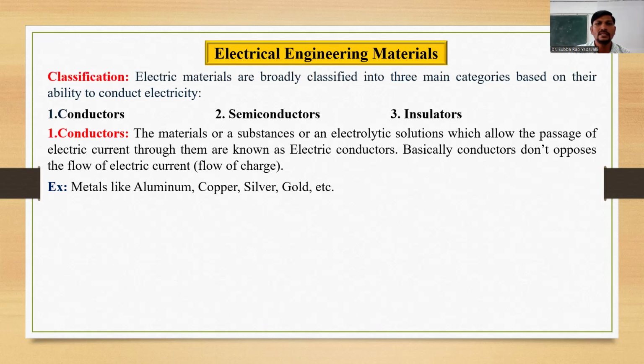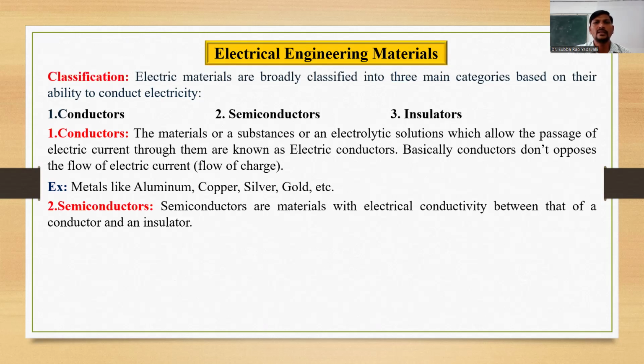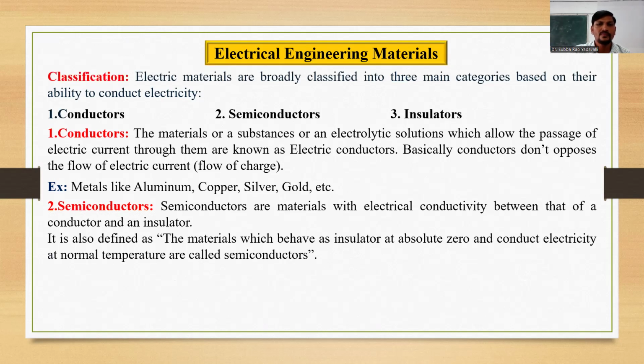And the next one is the semiconductors. Semiconductors are the materials which have electrical conductivity in between the conductor and the insulator. Such kind of materials are known as semiconductors. For example, silicon, germanium, gallium and gallium arsenide. These are the examples of semiconductors.